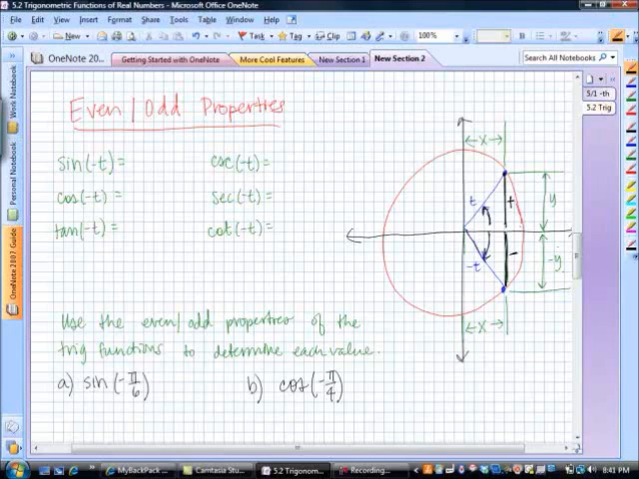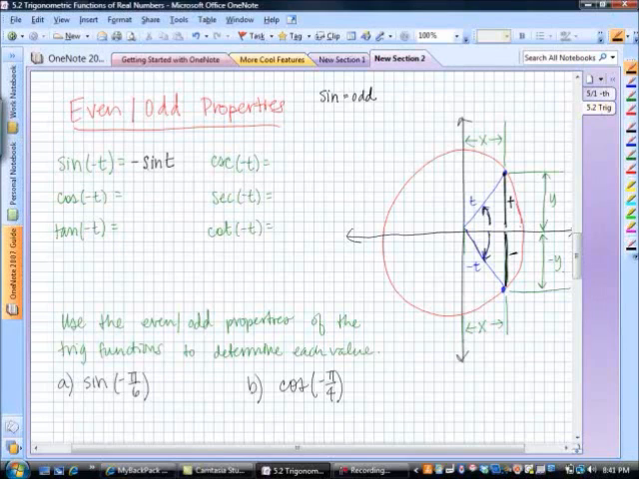So, the sine of negative t is going to be the same thing as the negative of the sine of positive t. So, for that reason, sine is odd, because when you plug negative in, it makes the function negative.